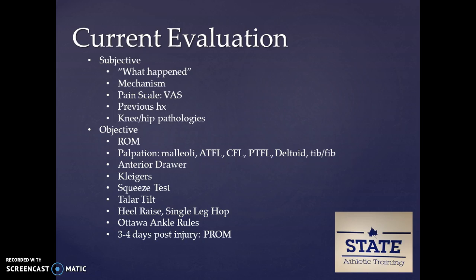My objective portion, again, is pretty standard. Range of motion, palpating the malleoli, the lateral ligaments, the medial ligaments, and then the tib and fib. Usually I perform anterior drawer, Kleiger's, squeeze test, talar tilt, and then I usually do a functional test. This is either a single leg heel raise, a double leg heel raise, a single or a double leg hop, just to assess function.